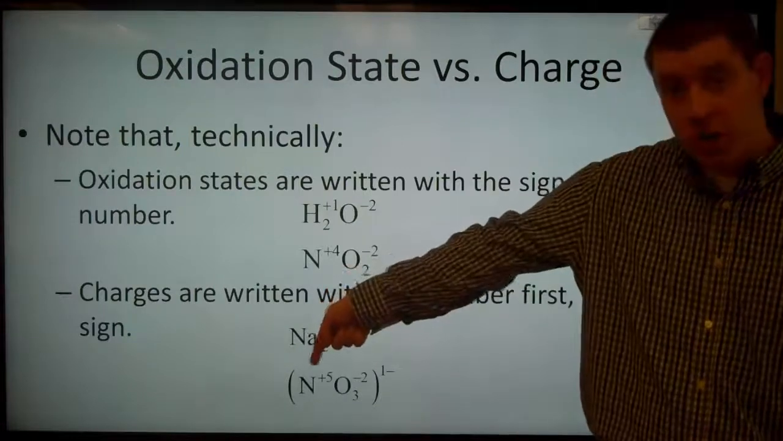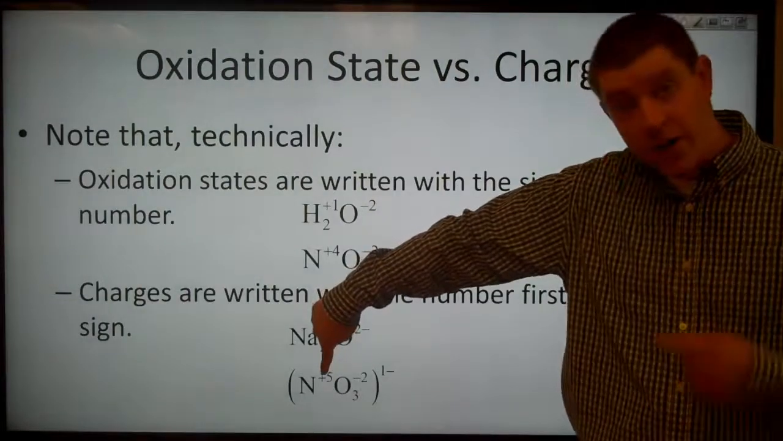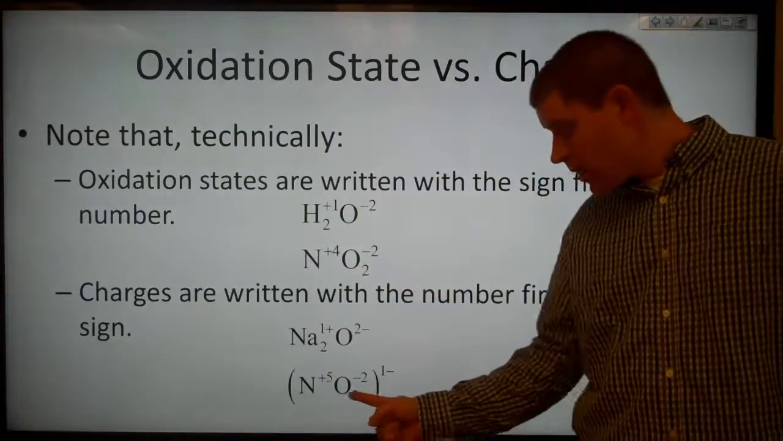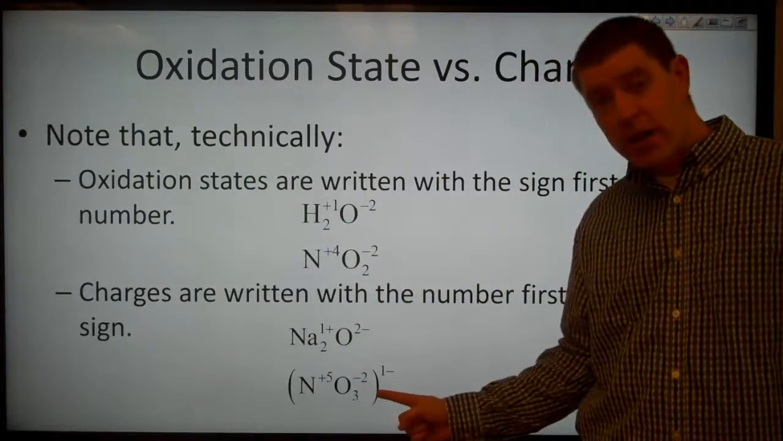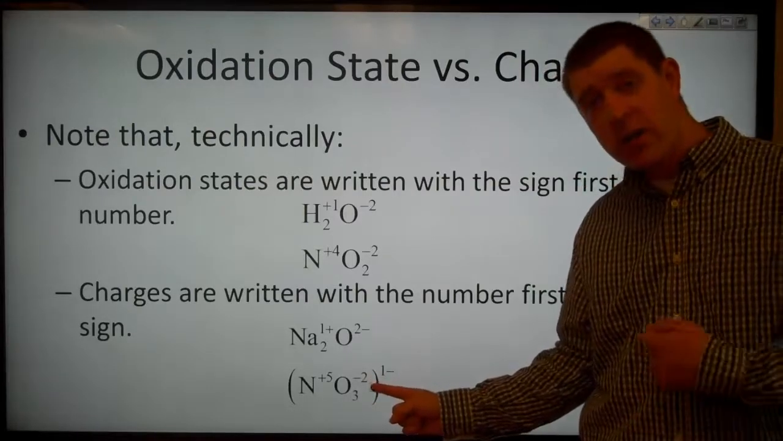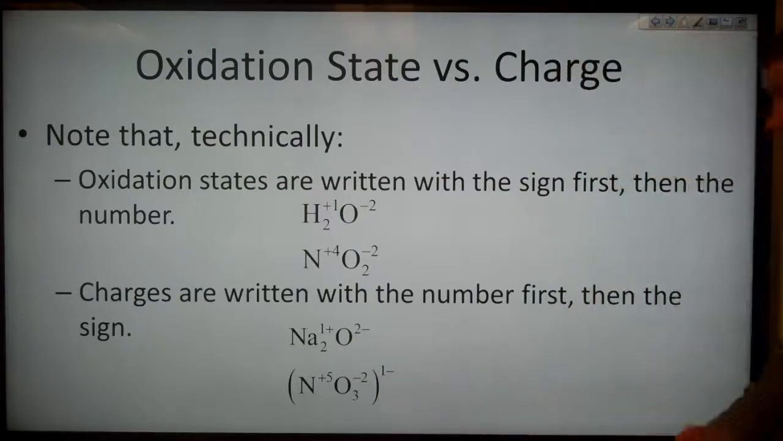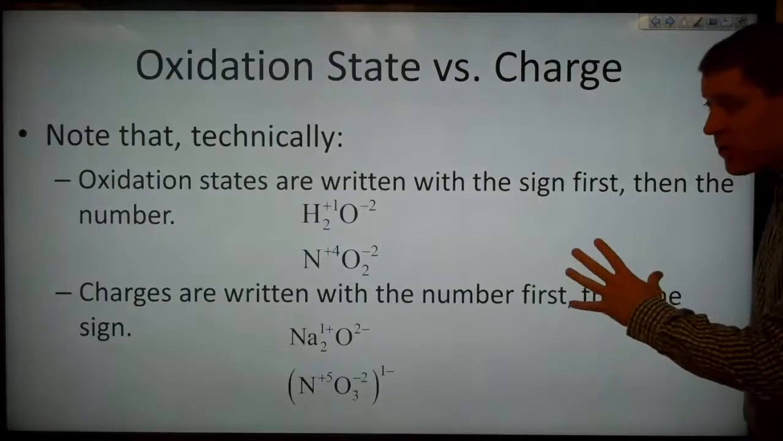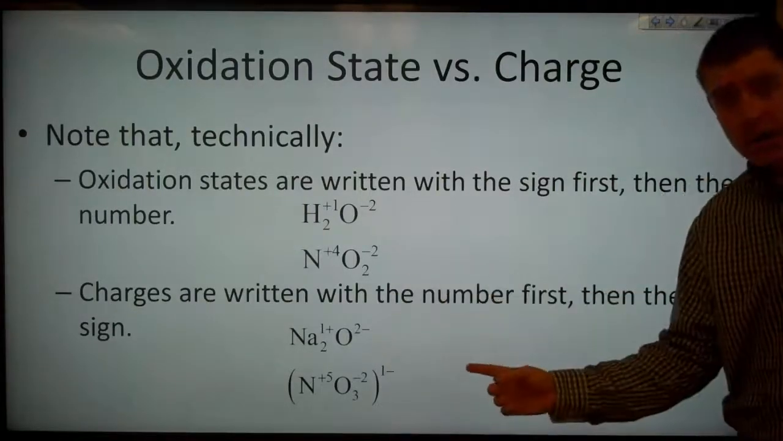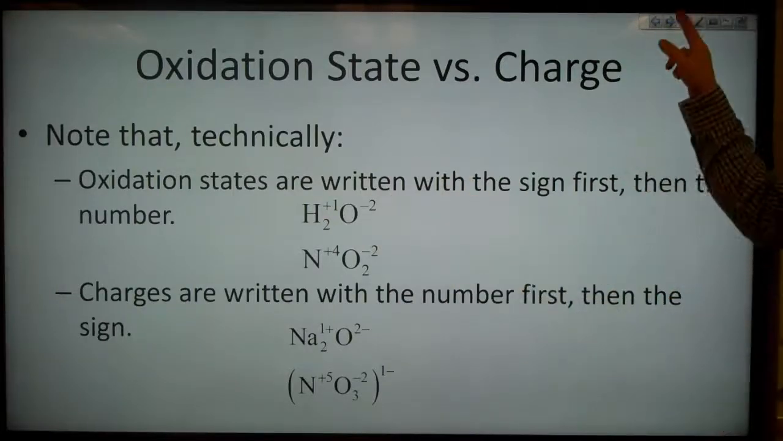The nitrogen has a charge, or rather an oxidation state of +5. If it had a charge of +5, it would be 5+. And the oxygen atoms have an oxidation state of -2. Again, not a charge, because that would be 2-, like up here in the oxide. So, there's a difference between oxidation state and charge. Charges, again, are written number first, then sign. Oxidation states are written sign first, then number.